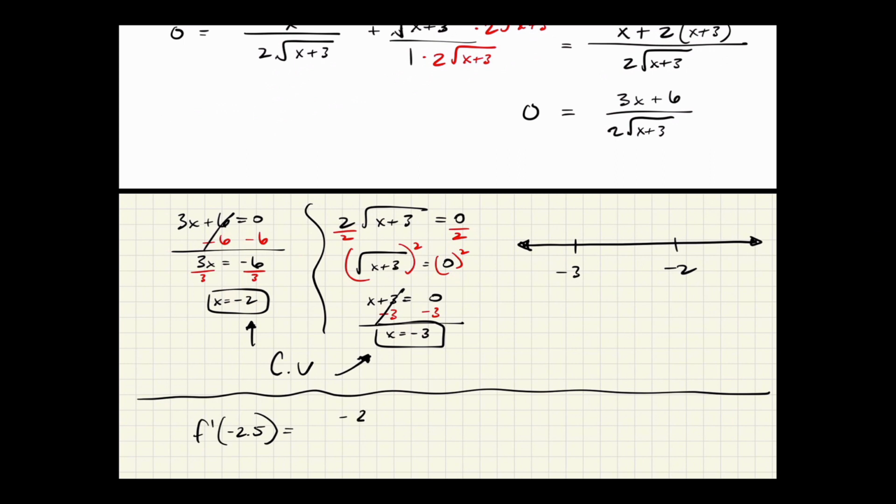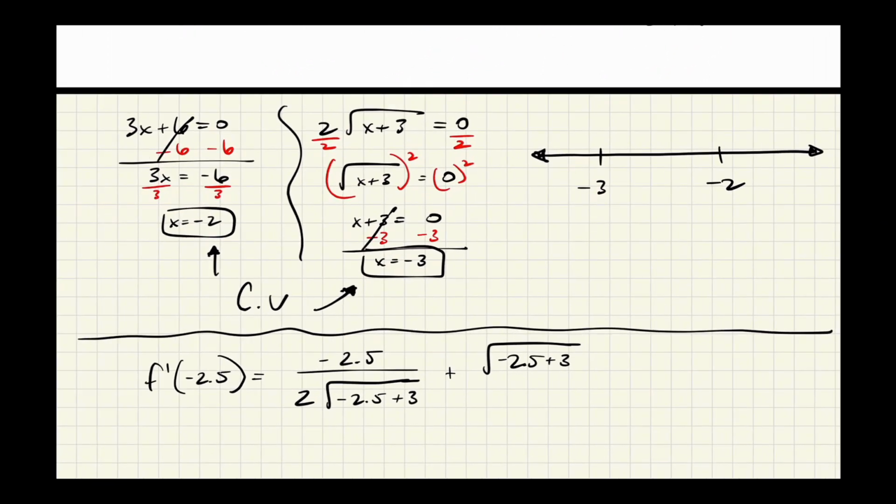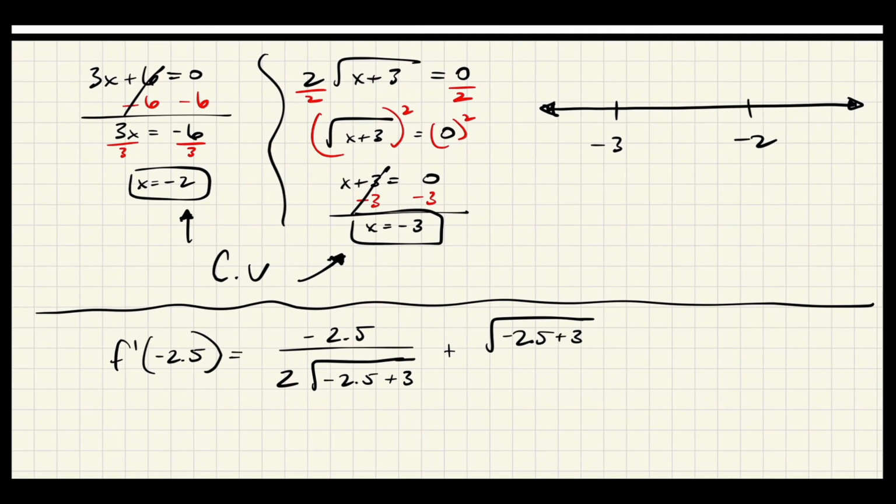So I get negative 2.5 over 2 root negative 2.5 plus 3, plus the square root of negative 2.5 plus 3. Is that going to be a positive or negative answer when I solve it? I don't care what number it is because I don't have a calculator. I just want to know when I do these, am I going to get a positive or negative answer? So you got to kind of use your number theory.